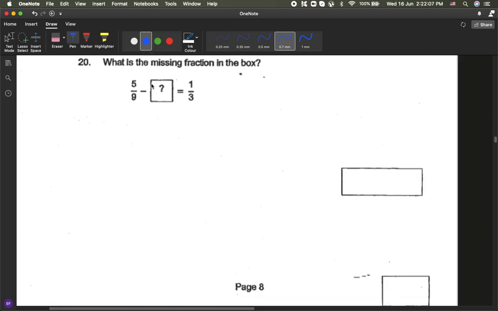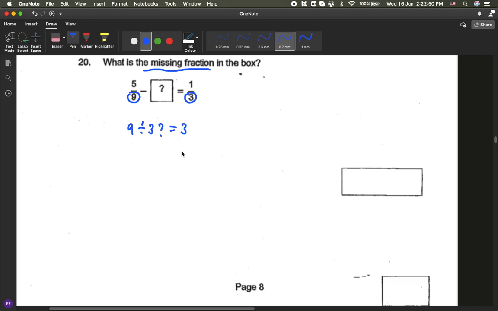Question 20. What is the missing fraction in the box? Now over here we can see that 5 over 9 and 1 over 3 have different denominators. Now to answer this question, we have to make sure that both of their denominators are the same, so we can easily add or subtract the numerators together. So we can see that number 9 is the larger denominator compared to number 3. And is 9 divisible by 3? Yes, it is.